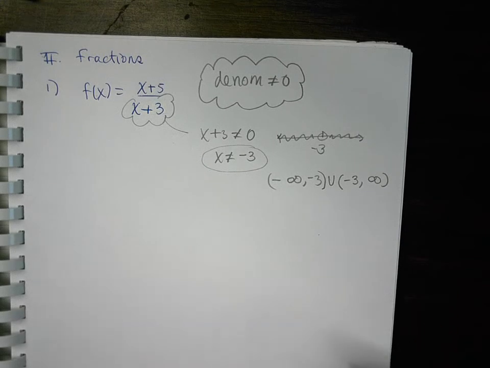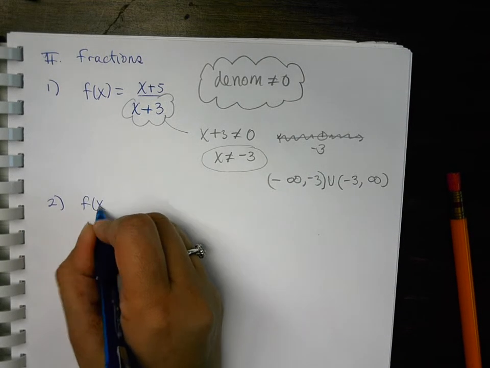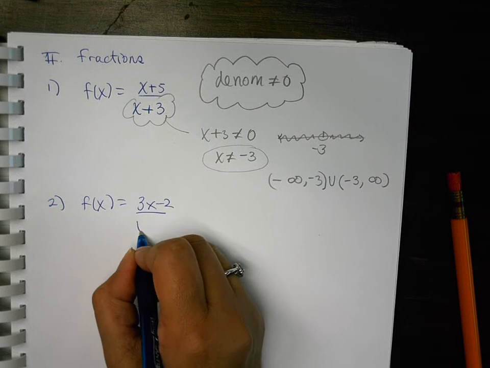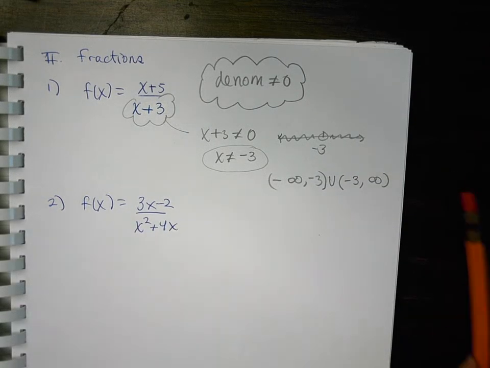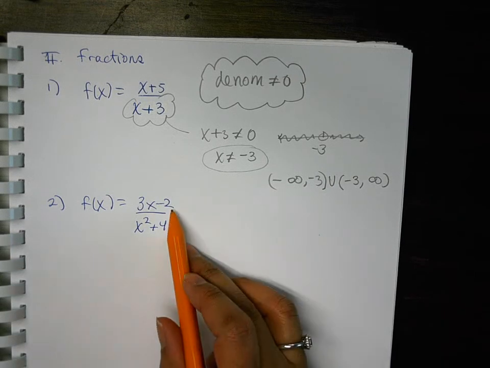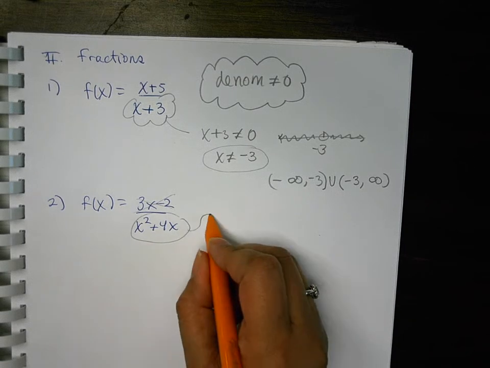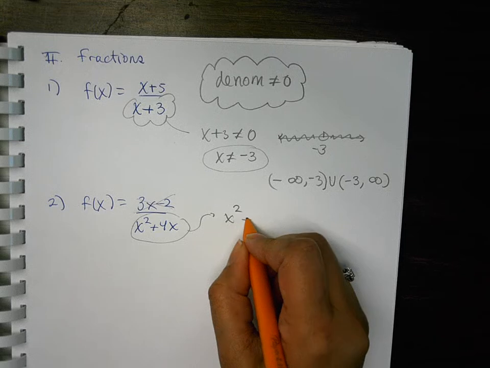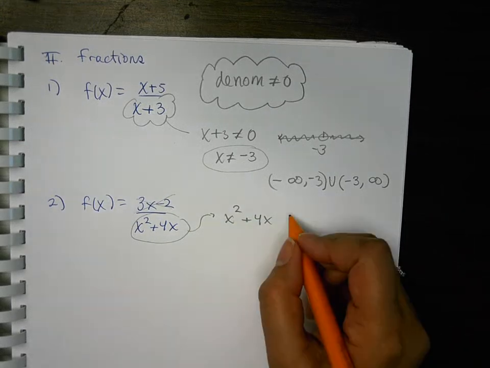All right. Number 2. F of x equals 3x minus 2 over x squared plus 4x. So I just want to show you special cases that you're going to see. Do I care about the numerator? No. I take the denominator, and what's my equation going to look like? x squared plus 4x equals 0 or cannot equal 0?